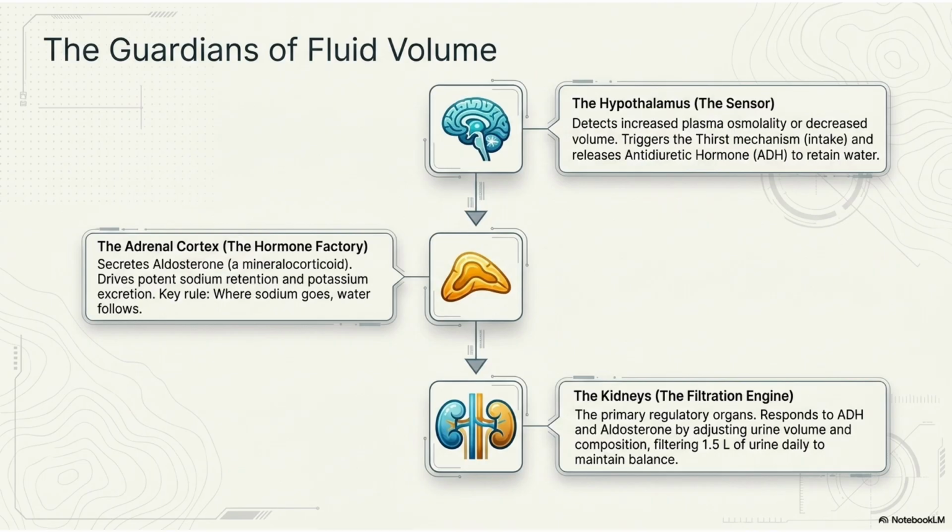The adrenal cortex is the hormone factory. It basically secretes aldosterone, which is a mineralocorticoid. It drives potent sodium retention and potassium excretion. Key rule: where sodium goes, water follows. Remember that. The kidneys are the filtration engine. The primary regulatory organs respond to ADH and aldosterone, that's secreted by the adrenal cortex, and adjust the urine volume accordingly, basically filtering 1.5 liters of urine daily to maintain balance.